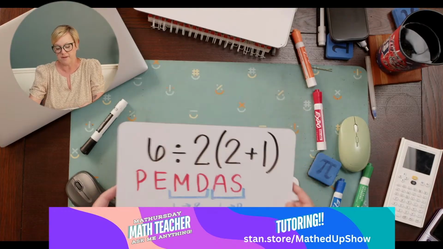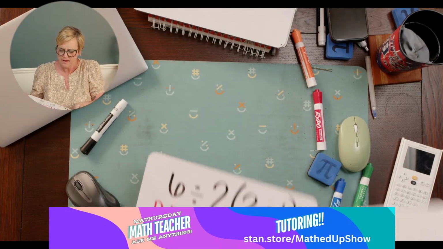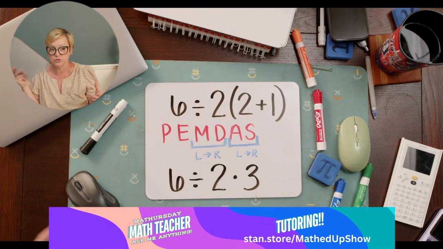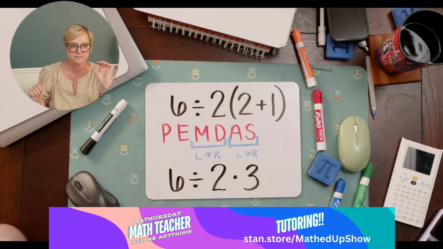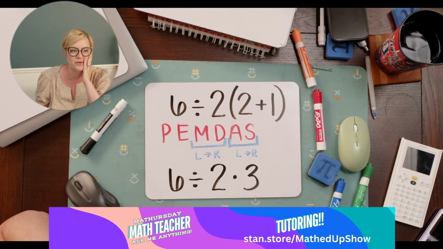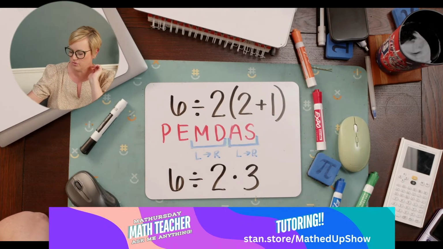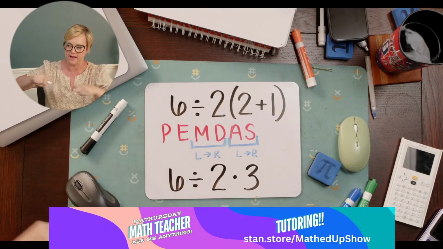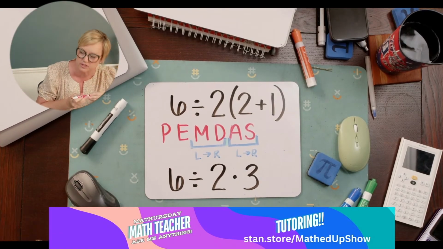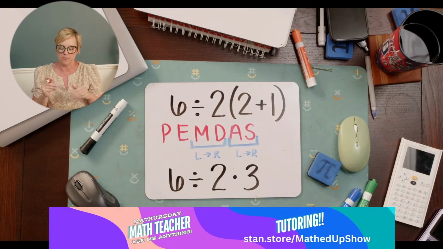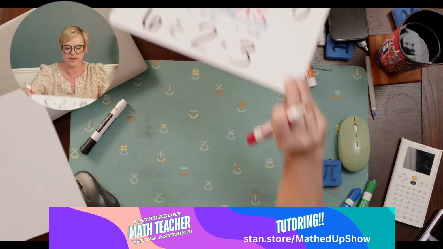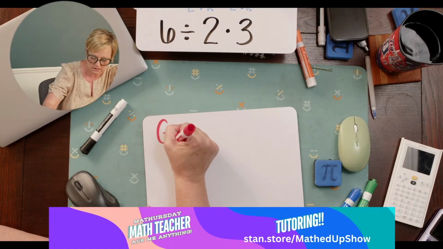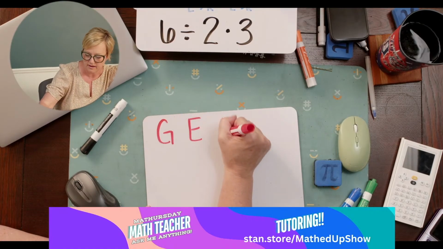So that's why, but PEMDAS for order of operations does work, okay? But there are other mnemonics that you can use for the order of operations. The one that I like doing is GEMMA, G-E-M-A.